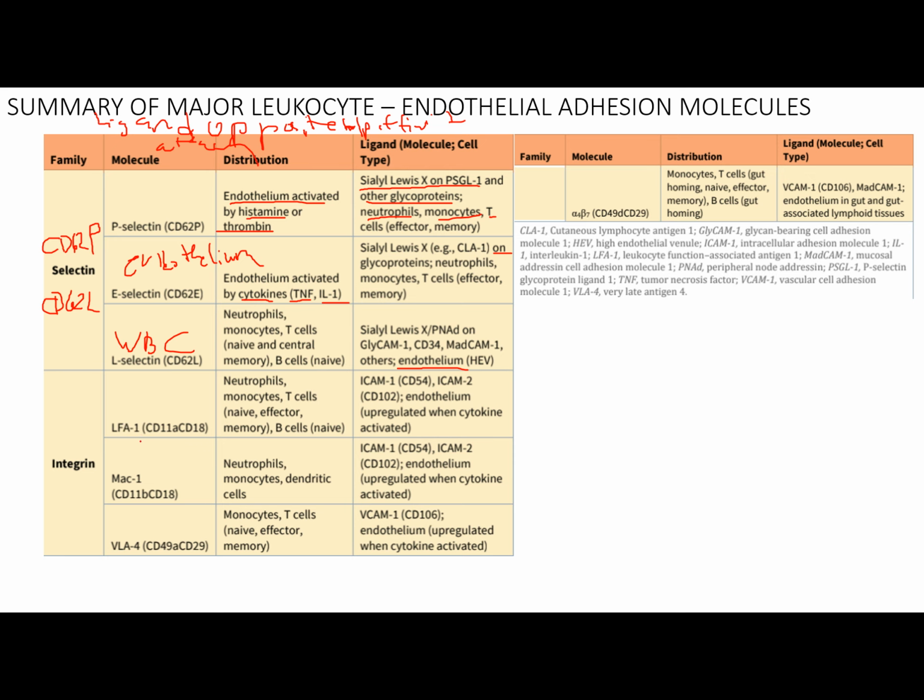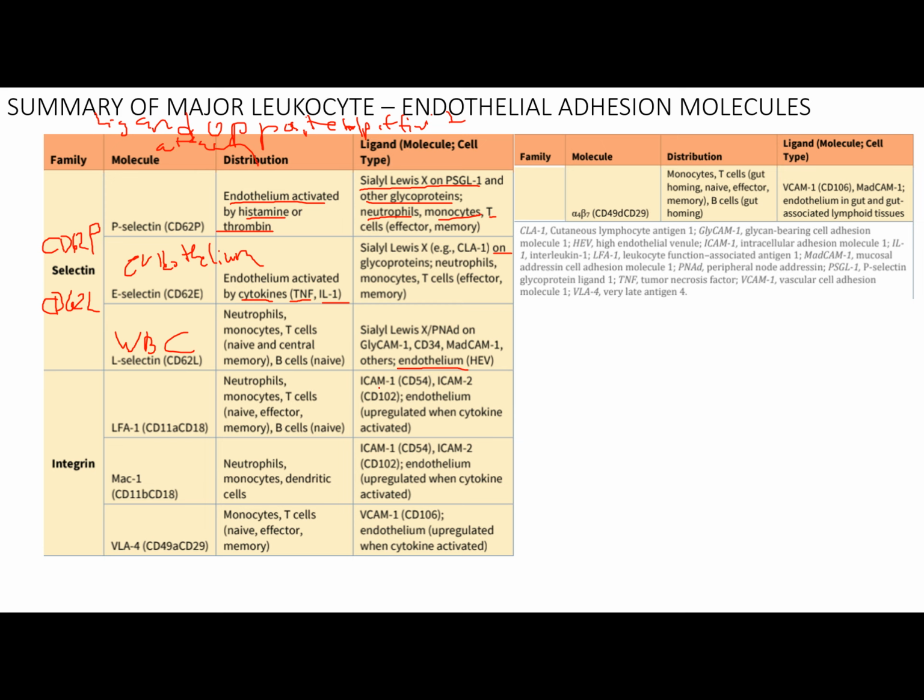Then, let's talk about your integrin. So, we have your LFA-1, CD11A, CD18. So, ito class medyo complicated but you have to memorize this. Then, we have your MAC1, CD11B, CD18. Then, we have your VLA-4, CD49A, CD29. So si MAC1 si LFA-1 nucleus are found in cells, neutrophil, monocyte, T cell.